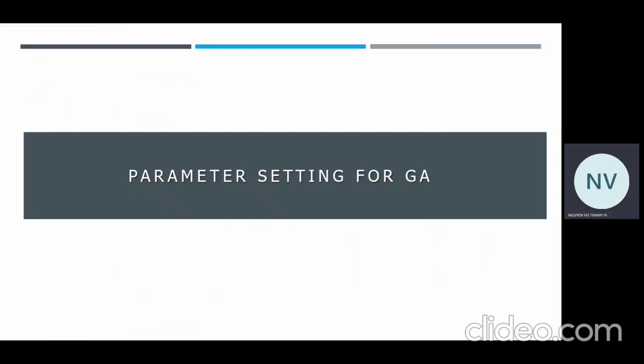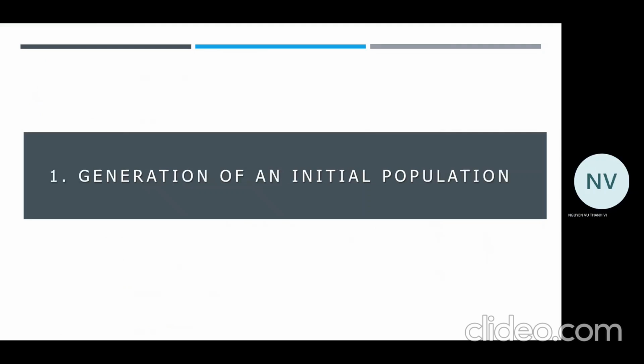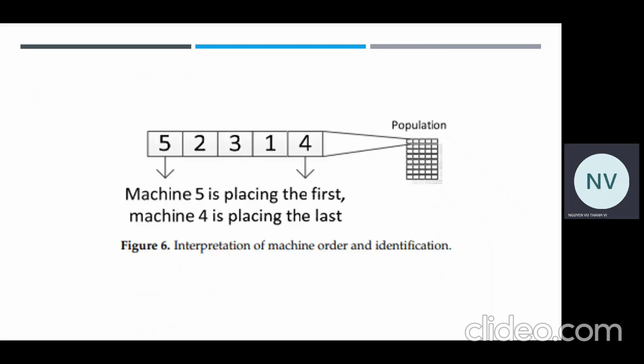Now we move to the step where we set the parameters for the genetic algorithm for our systems. The first step is the generation of an initial population. Here we have the interpretation of machine order and identifications. This means that, for example, machine 5 is placed first and machine 4 is placed last. They are just random individuals in the initial population that we created first.